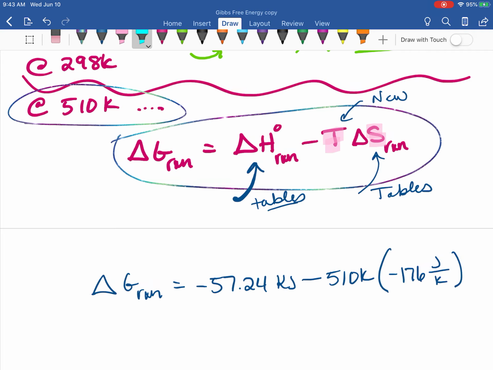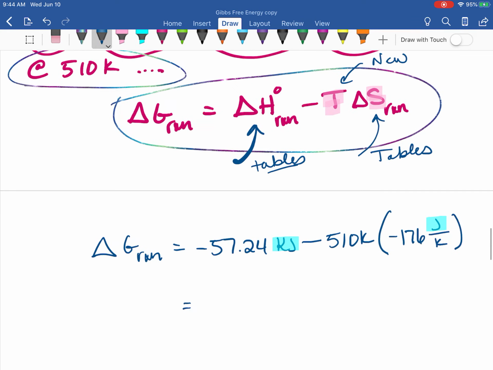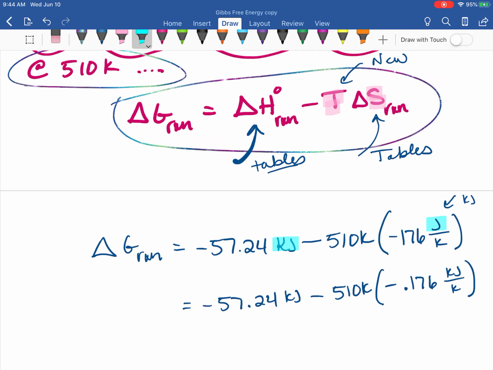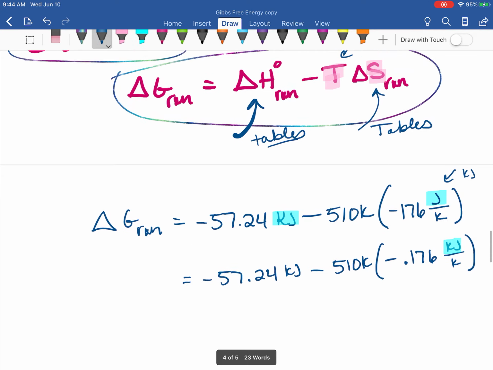Okay, stop right here. Moles was our first common mistake. Units is our second common mistake. We cannot leave it like this. We have to convert this to kilojoules, either one. I'm going to go ahead and convert that to kilojoules. So that means divide by 1,000. And now I'm in kilojoules. There you go. Now we're talking turkey.